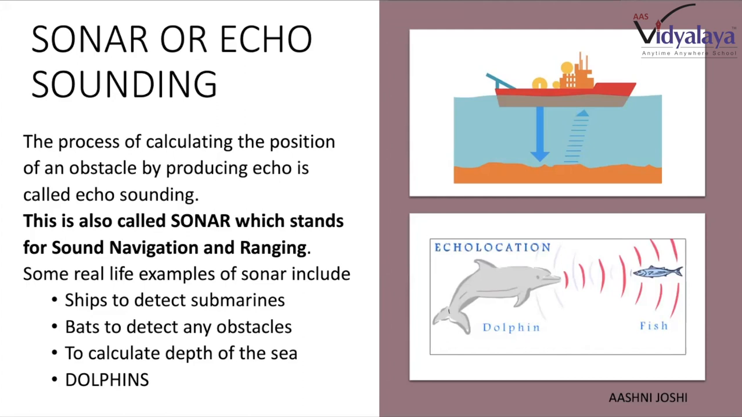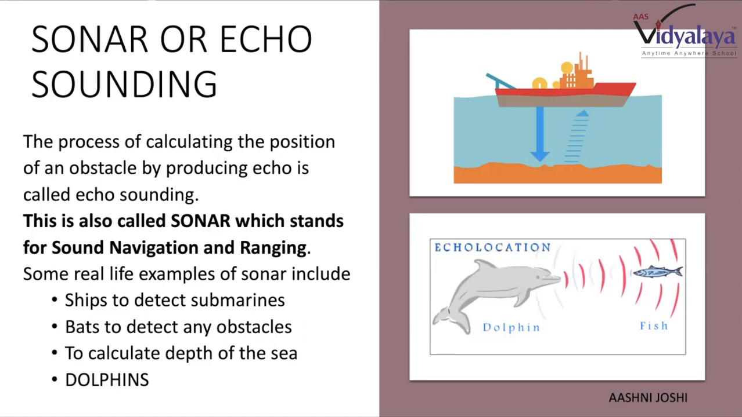Now we know what echo is, but what is producing echo? So basically, by producing sound waves that travel to an obstacle and come back, since this reflected sound is an echo, we call it producing echo. And this entire process is called echo sounding. I'll just repeat again. The process of calculating the position of an obstacle by producing echo is called echo sounding. And the more common name for this is sonar, which stands for sound, navigation, and range. And we'll look at some real life examples of sonar, and I'll explain the mechanism behind them.